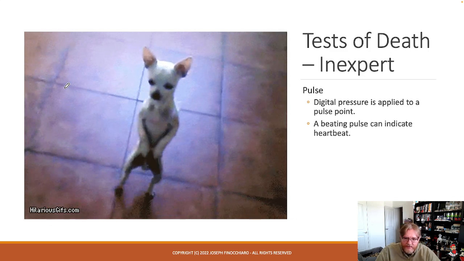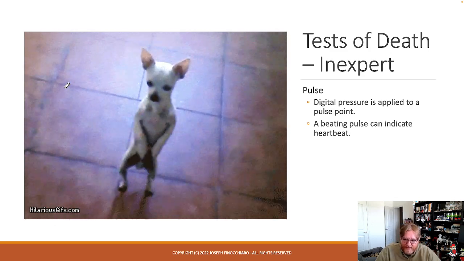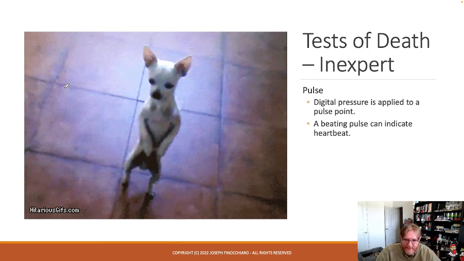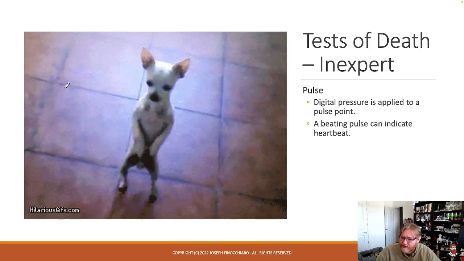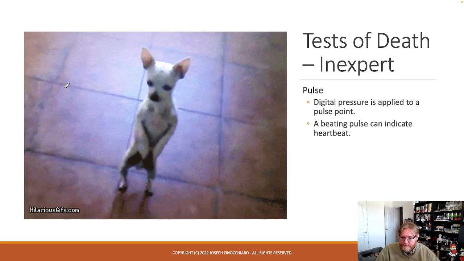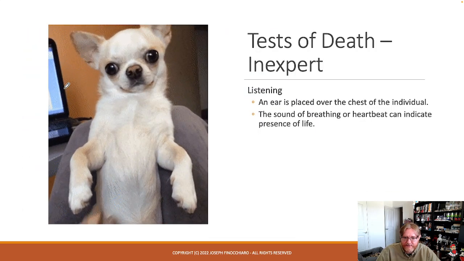Just saying. The good old-fashioned test for a pulse. Digital pressure is applied to a pulse point, and a beating pulse can indicate heartbeat. The common areas don't matter, whether it's the neck or the wrist, whatever floats your boat. And finally, listening. An ear is placed over the chest of the individual. The sound of breathing or heartbeat can indicate presence of life.